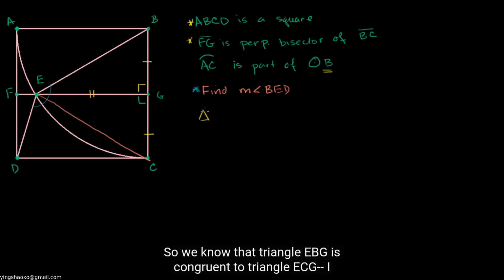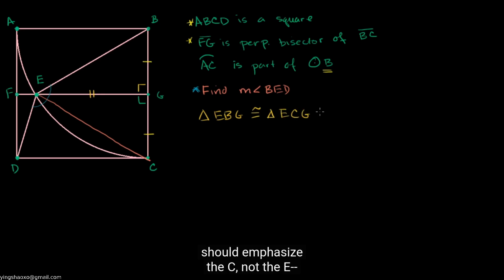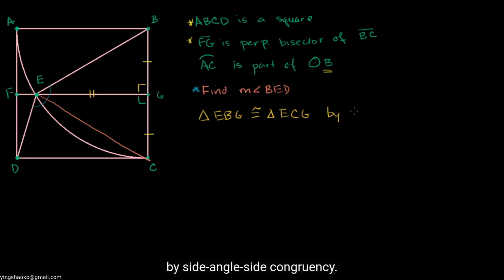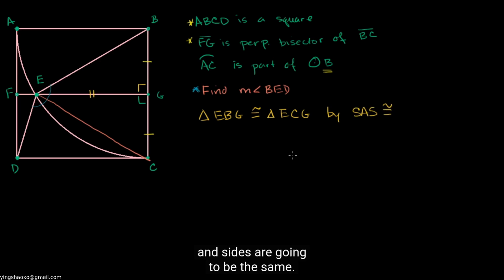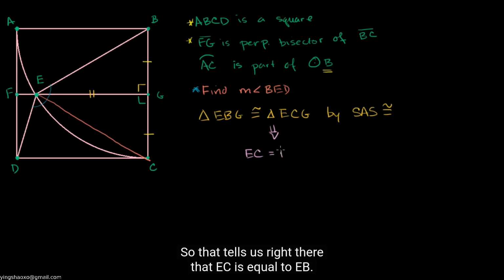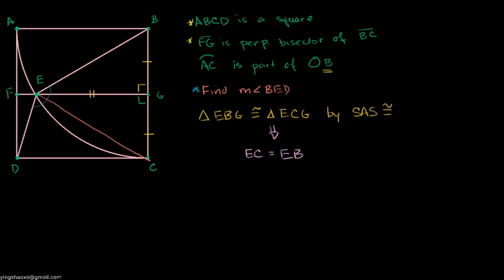So we know that triangle EBG is congruent to triangle ECG, I should emphasize the C, not the E, by side, angle, side congruency. And that also tells us that all of the corresponding angles and sides are going to be the same. So that tells us right there that EC is equal to EB. So we know that EB is equal to EC.